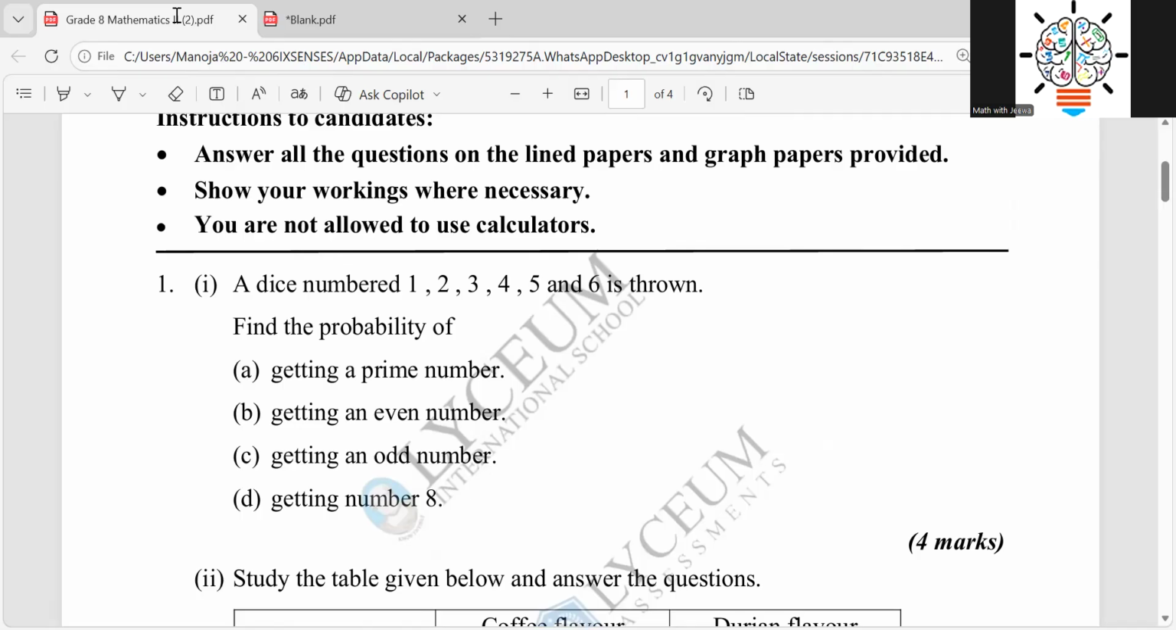When I compare paper 1 and paper 2, I prefer paper 2 because I can use the line papers, I can show my workings well, and I have the freedom to elaborate my answer. But in paper 1, I have to write everything in whatever space they have given. So this is a good opportunity for you to write all the steps and show your knowledge. It is a good opportunity, paper 2. Right. Okay, children, we will move to question number 1.